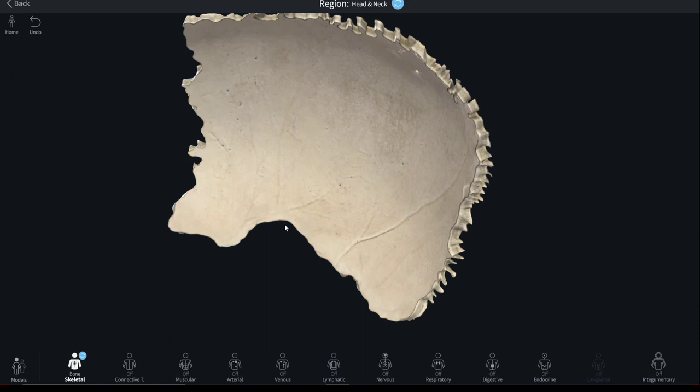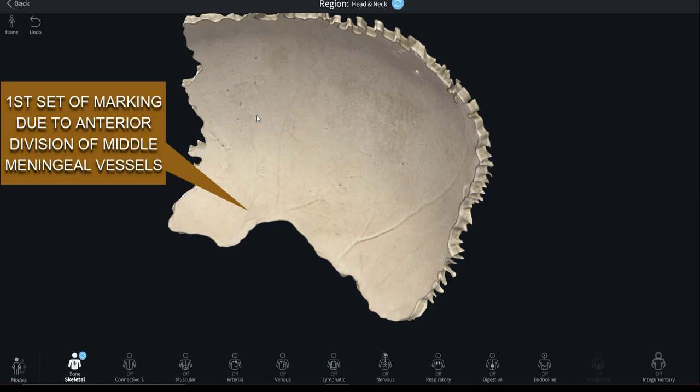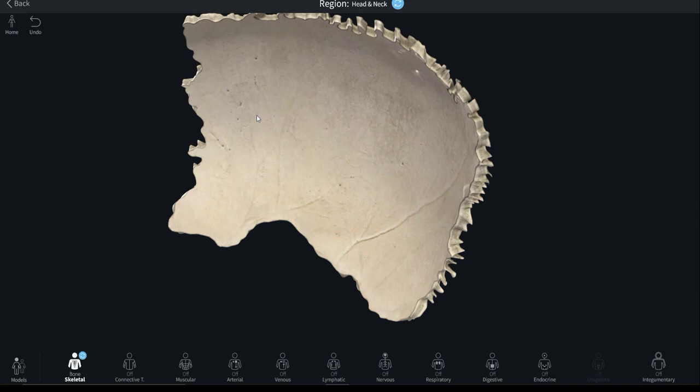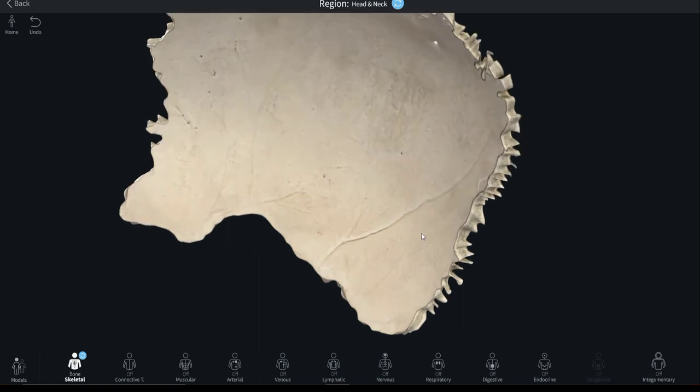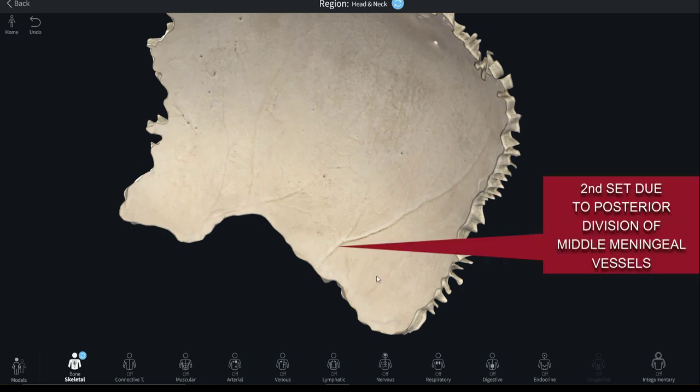what we see is that the vascular markings which are located closer to this anterior side, the anterior angle, these vascular markings, they are produced due to the anterior division of the middle meningeal vessels. Whereas the set of vascular markings which is closer to the posterior side, the posterior angle, these are produced due to the posterior division of the middle meningeal vessels.